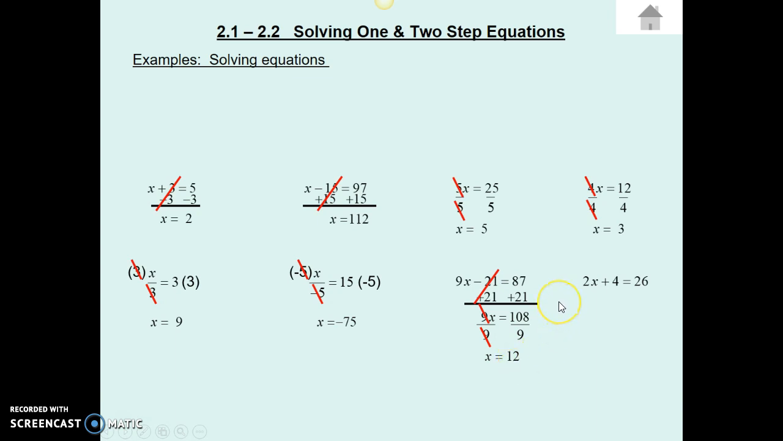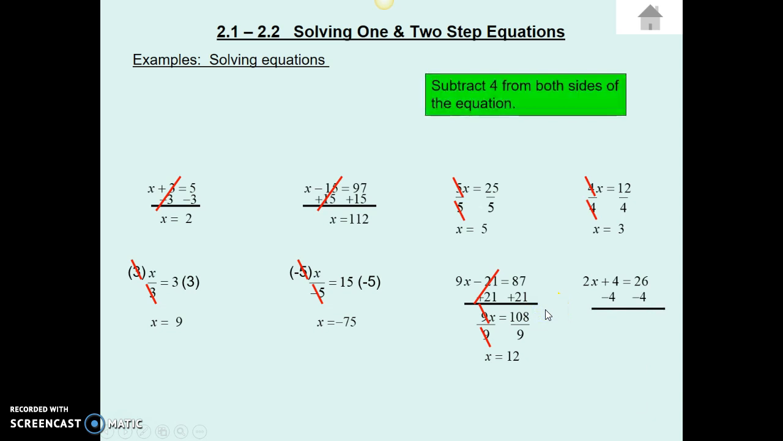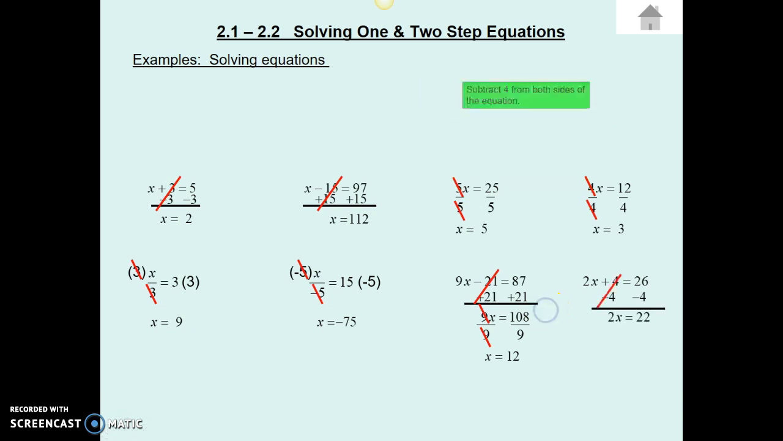Moving on to our last example on this page, I see I've got addition, so I'm going to subtract 4, leaving me 2x equals 22. Next I'm going to divide by 2, which leaves me with x equals 11. I plug that back in up here. 2 times 11 plus 4 does in fact equal 26. So 11 is in fact our solution.